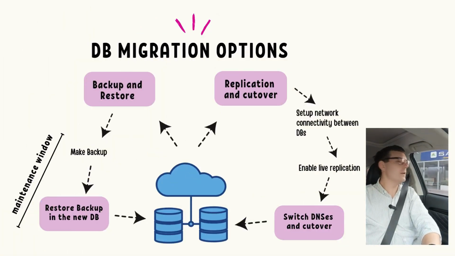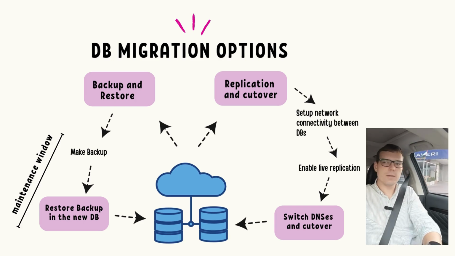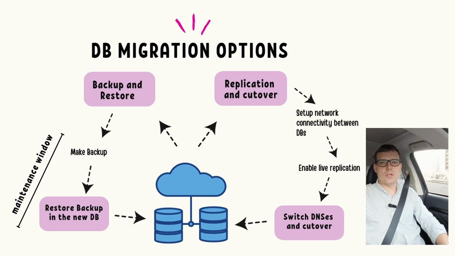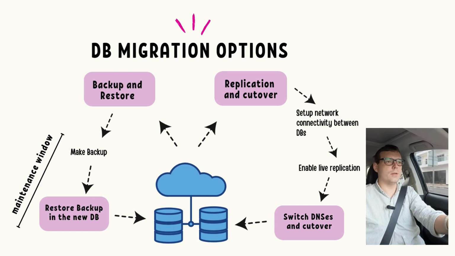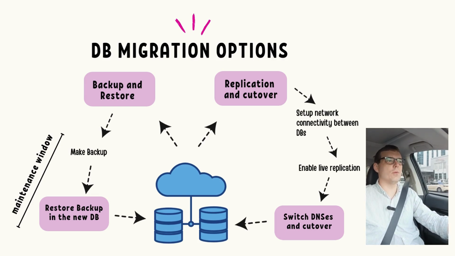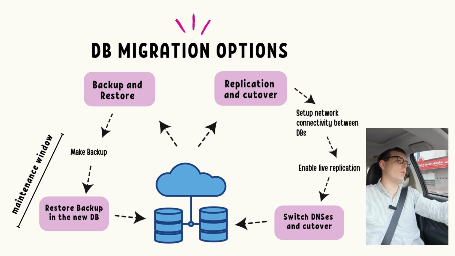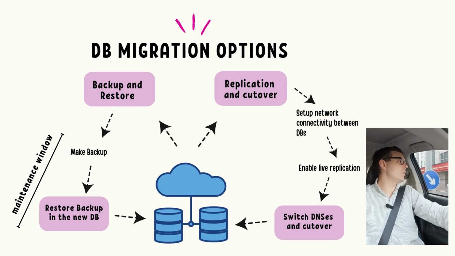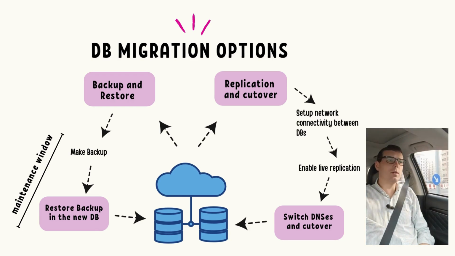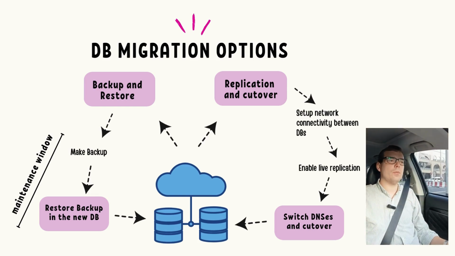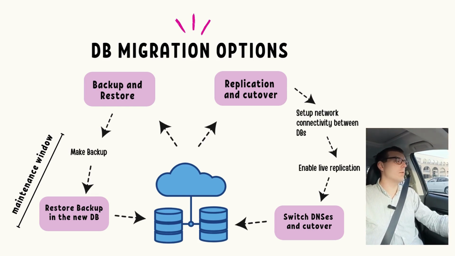So in a simple case, you would have a database that has not much data, so it uses not so much storage, and this DB is not under high load, then it might be straightforward. You make a backup, and during maintenance window, you just move your backup to a new location, and then restore it in your new DB. After it, you switch your applications to work with a new DB, and you're done.